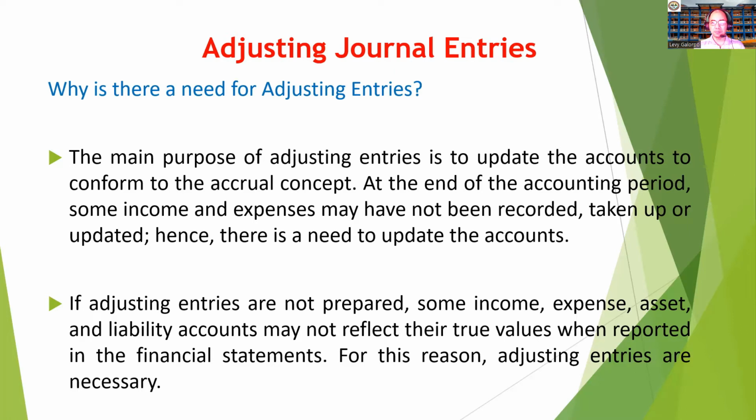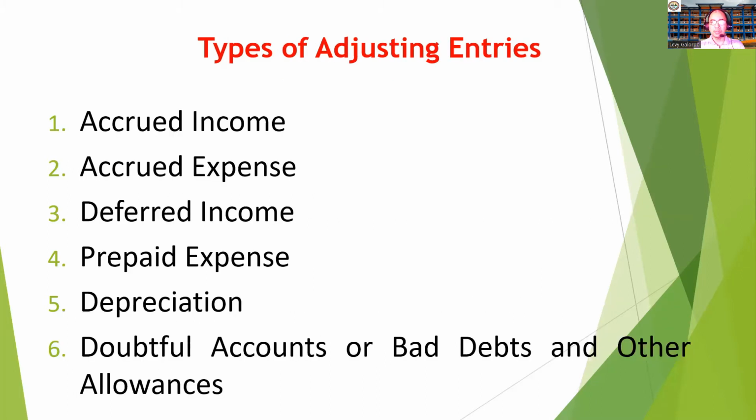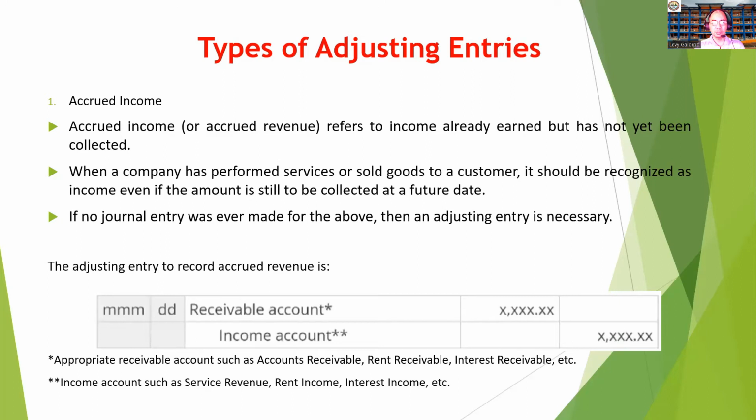If adjusting entries are not prepared, some income, expense, asset, and liability accounts may not reflect their true values when reported in the financial statements. For this reason, adjusting entries are necessary. So, what are the types of adjusting entries? We have accrued income, accrued expense, deferred income, prepaid expense, depreciation, and the doubtful accounts or bad debts and other allowances. So ano ba ang accrued income?